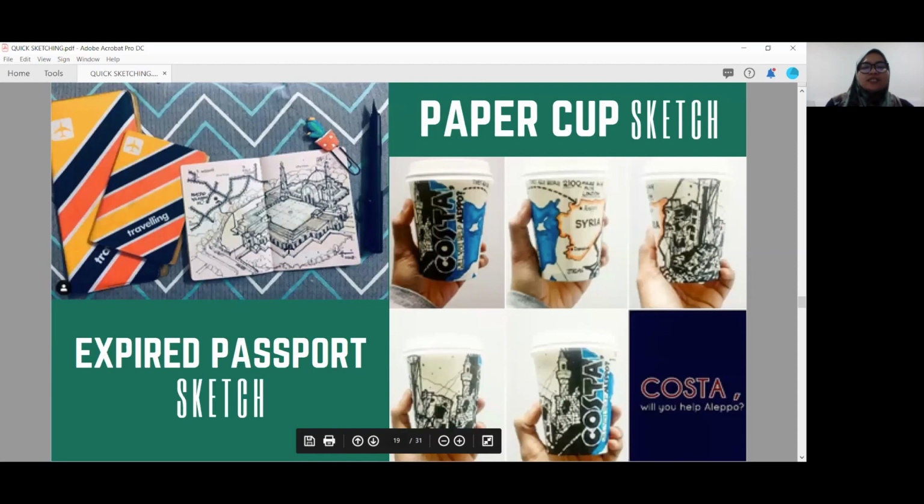So this is an expired passport sketch. Yes, you need to be creative. If you don't have a sketchbook, you can use your expired passport to do your sketch. Okay, this is the Masjid Wilayah. Okay, this is paper cup sketch. If you can see, this is the coffee cup. So I tear off the cover outside and leave it blank white all over the cup, and I sketch over it.